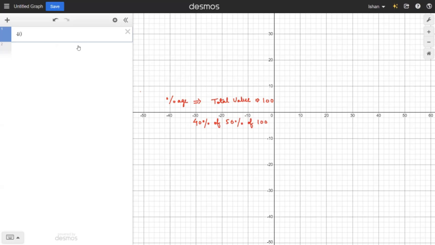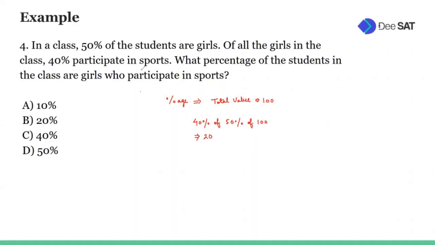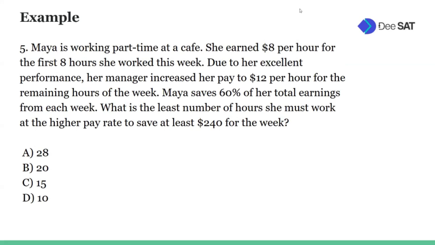So we can say 40% of 50% of 100. So that is 20. So what percent of the students in the class are girls who participated in the sports? That is actually 20% of the whole class. Let's look at the next question.